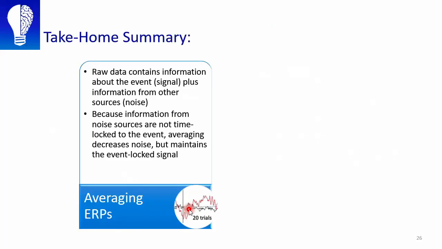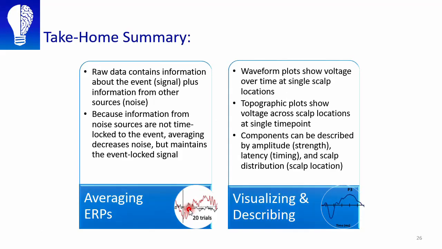So some take-home summary here. The raw EEG data contains signal and noise, and so we're going to average to bring out that signal and reduce that noise. Waveform plots or trace plots show the voltage over time at individual electrodes. Topographic maps, on the other hand, show the entire scalp for some single time point, or most often a range of times. And the component can be measured or described by amplitude, latency, and scalp location.